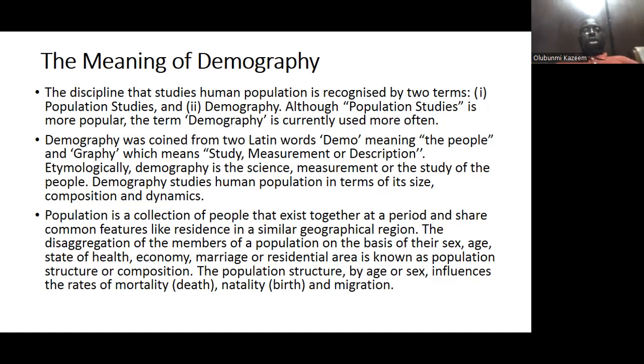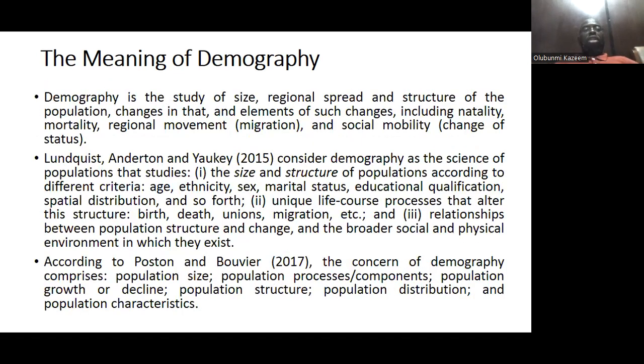So still talking about demography, there are so many different definitions of demography. There are as many definitions of demography as we have demographers. Each demographer defines demography according to his or her own understanding. So on that basis, we'll just take a look at some of them. We have the first one that we have in this slide.